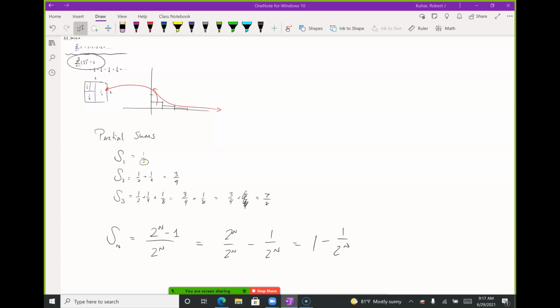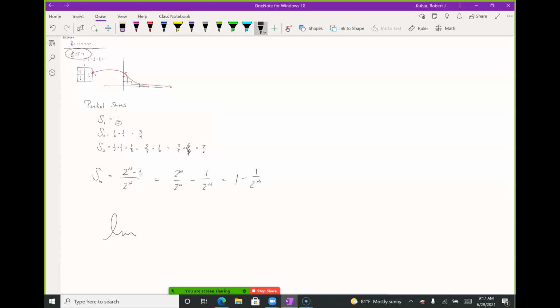So what's this limit? The limit as n goes to infinity of S sub n is the limit as n goes to infinity of 1 minus 1 over 2 to the n. And obviously that last piece goes to 0. 1 over 2, 1 over 4, 1 over a quadrillion, 1 over a godzillion eventually becomes 0. So this equals 1 plus 0, which is just 1. And we already knew that geometrically, we could see that it added up to 1.